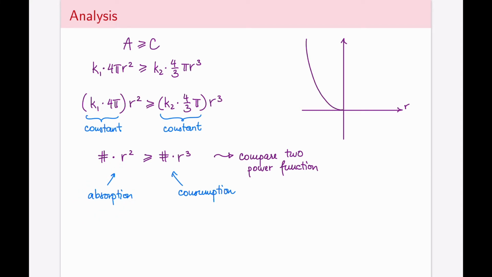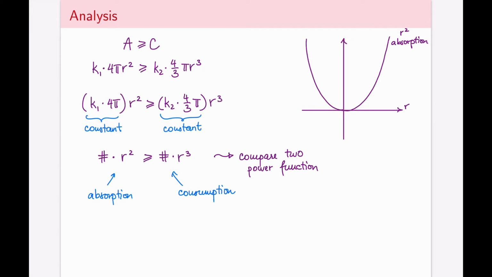R squared times some number, I have myself a parabola. This corresponds to some number times r squared, so let's label it absorption. Fantastic. Now, the consumption here is some number times r cubed, which means that it's a cubic function. And now I have to draw it on the same graph as my current quadratic function. So what am I going to have?